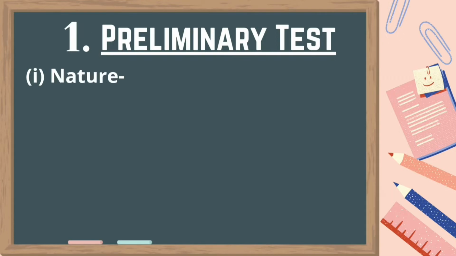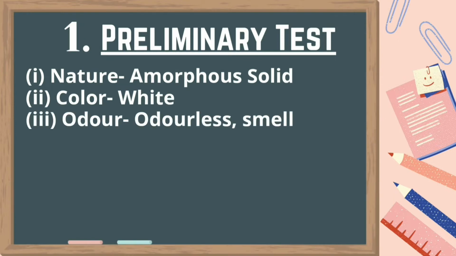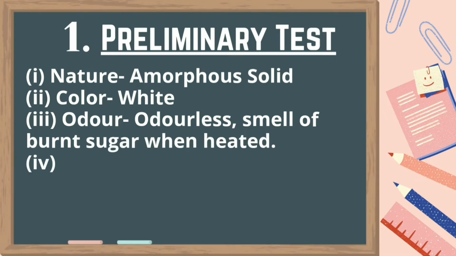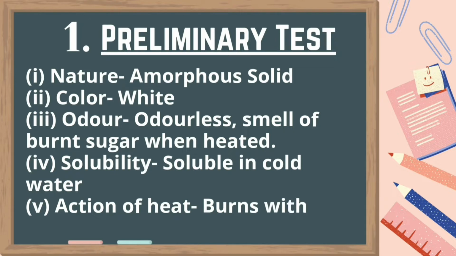Preliminary test. The given compound is amorphous solid in nature. Color of the compound is white. Odor: it is odorless, but when we burn it, it smells like burnt sugar. Solubility: it is soluble in cold water. Action of heat: the compound burns with non-sooty flame. So the compound is aliphatic in nature.